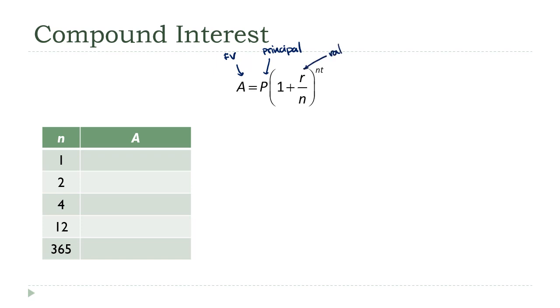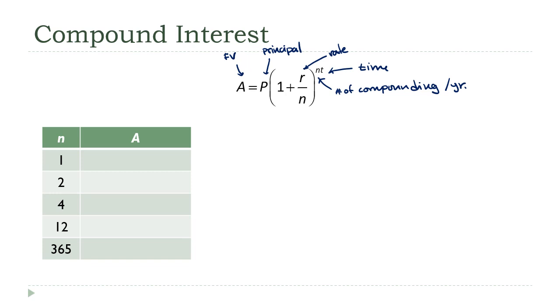R is the interest rate. T is the time. That's the length of the investment, usually in years. And N, this N and the N in the denominator down there, is the number of compoundings per year. In other words, it's the number of times per year we're going to enter interest. So, for example, quarterly would give us n equals 4, semi-annually would be n equals 2, and so forth.